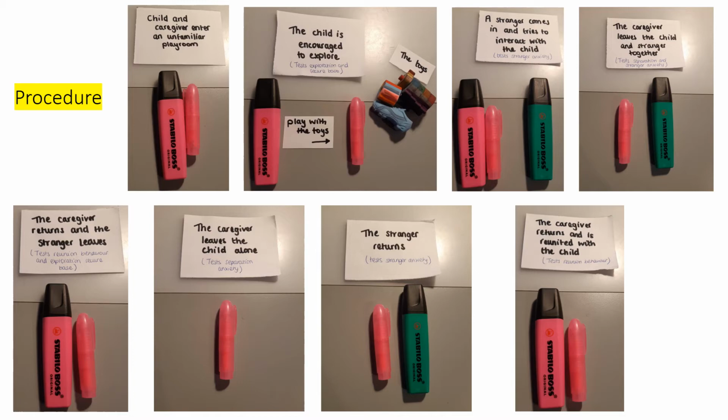Now in your textbook it says there are 7 steps to the strange situation. Here it looks like there are 8. That is simply because I've included child and caregiver entering an unfamiliar playroom as the first step, but the textbook doesn't do that. The textbook starts with the child is encouraged to explore. So just have that in mind.